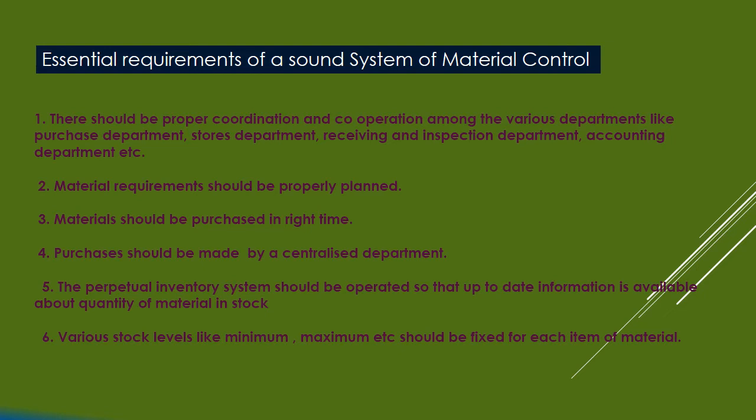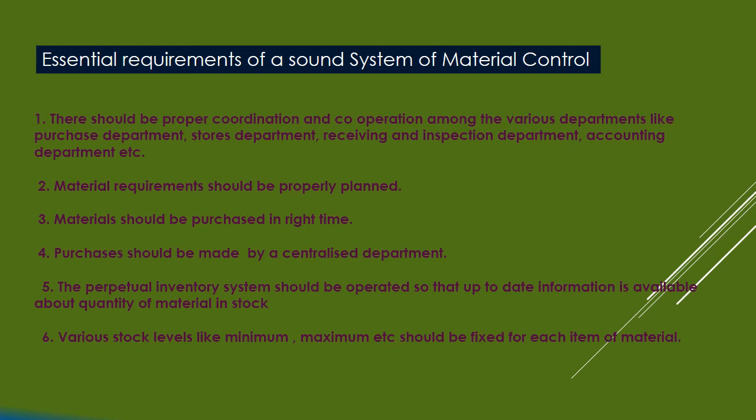And the stores department should keep a perpetual inventory system. And it should be operated so that up-to-date information is available about the quantity of material in stock. Various stock levels like minimum, maximum, etc. should be fixed for each item of material. Then only they can place purchase orders for the purchase. So there should be proper coordination and cooperation among all these departments.